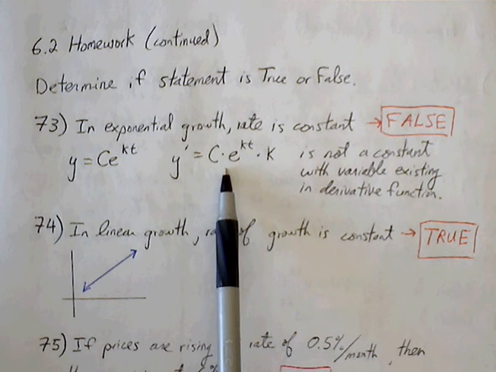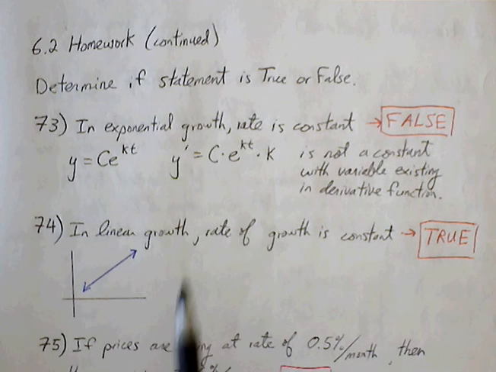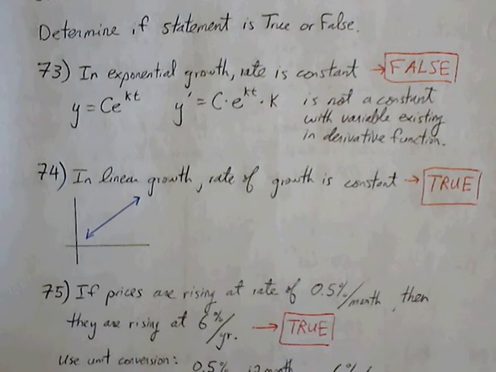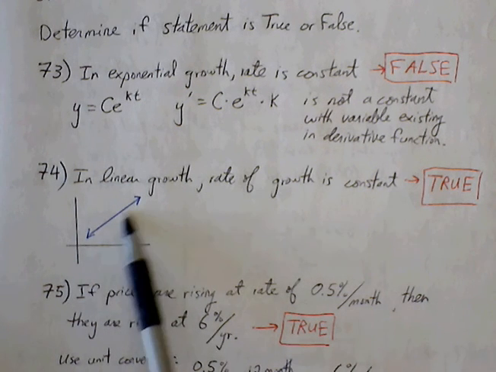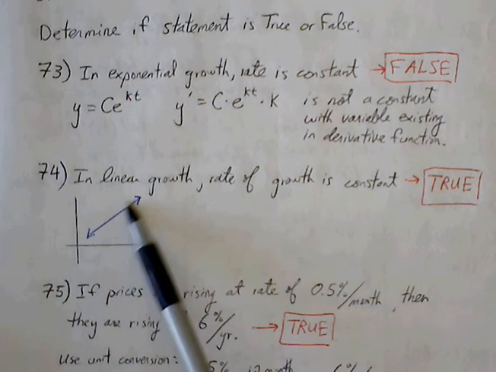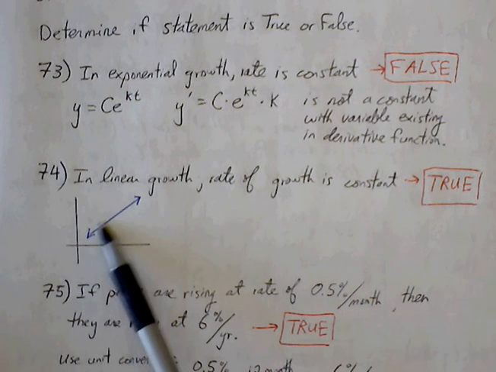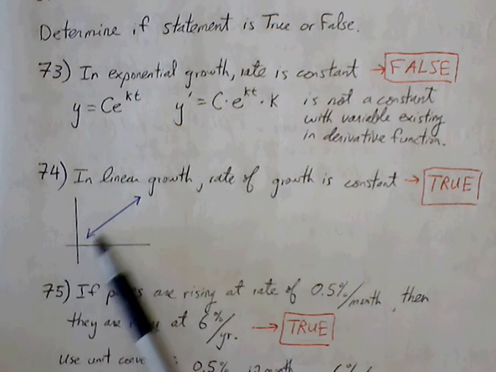Okay, for 74, in a linear growth rate, the rate of growth is constant. That's true. If it's a linear growth rate, then that growth rate is going to be constant. So it's going to always be increasing at a specific number, whether it's 3 or 4 or any constant value.